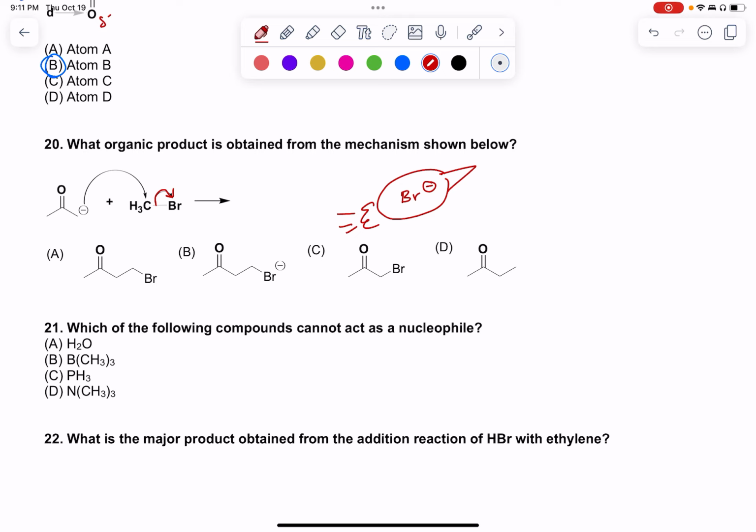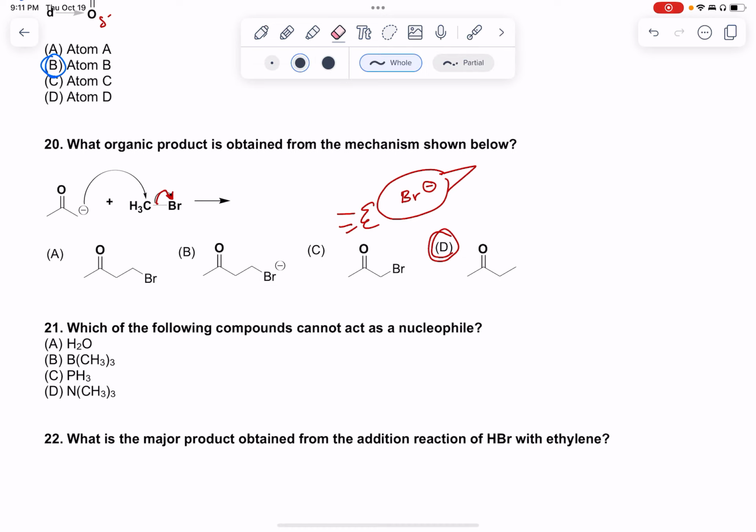Now our nucleophile, this oxygen, this ketone looking thing, it is attacking a CH3. You know what I'm trying to say. And now this CH3 doesn't have those electrons that bromine took off with. So now it's going to connect to that O. So the only one without bromine in it is D. That's the answer.